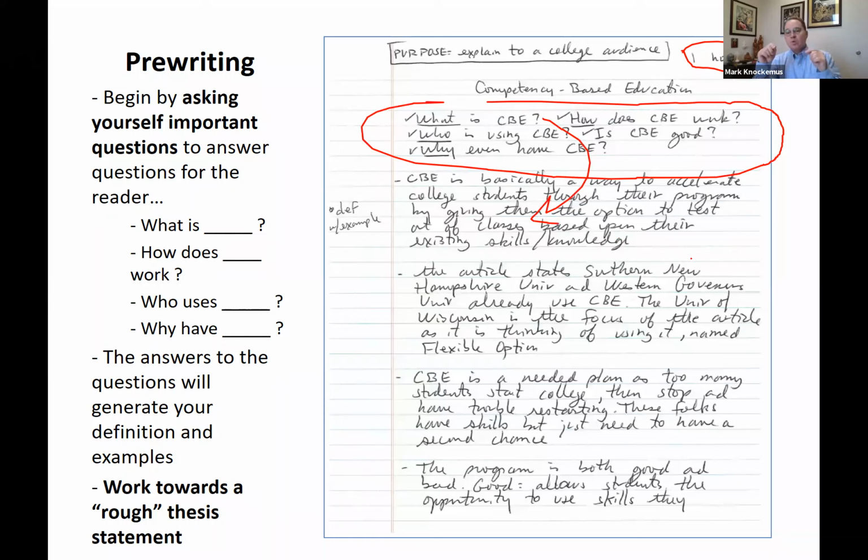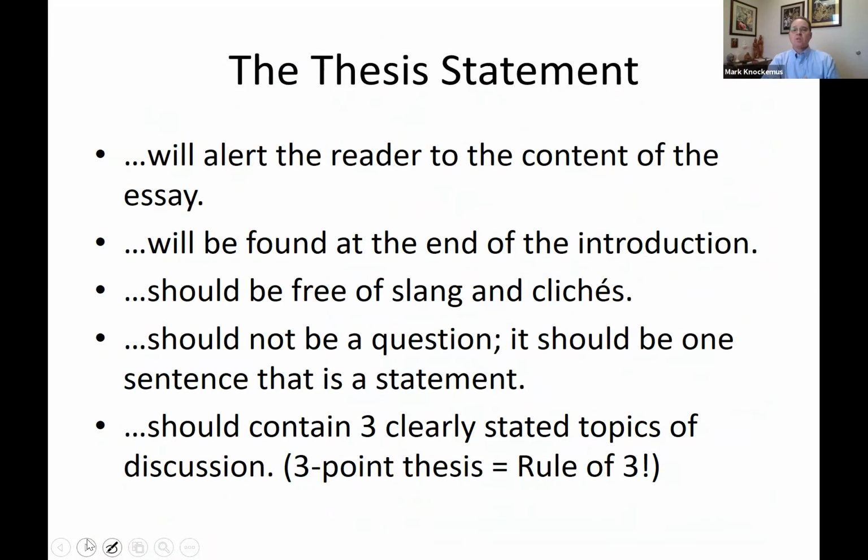And these answers will generate definitions to be used in the paper as well as examples. At this point, once you've got those questions addressed, work towards a rough thesis statement. We're calling it rough because later we know we're going to polish it up. So what should happen with our thesis statement?